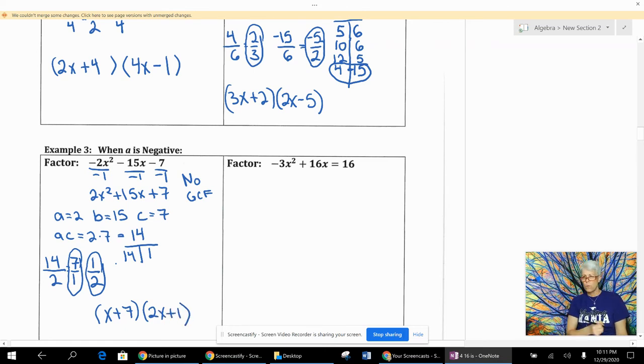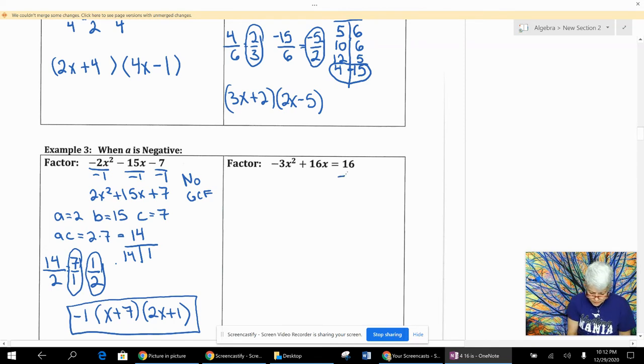And it doesn't matter which is in front of the other. You could do 2x plus 1 first. It doesn't really matter. Okay, now the last part, I have to remember I factored something out. I factored out a negative 1. So I'm going to go ahead and put the negative 1 right here. So this is my answer. There's 3 factors. Let's go to the next one.